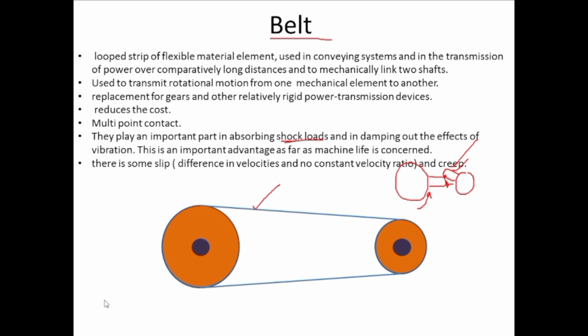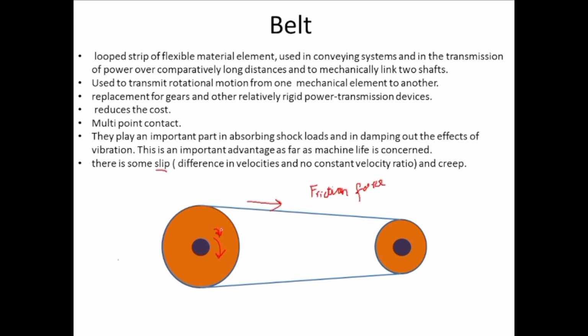Then there is another important thing that should be considered, that is slip. Now you should be worried about how this belt is going to rotate with this pulley if this pulley is rotating. The main responsible agent for this is friction force.